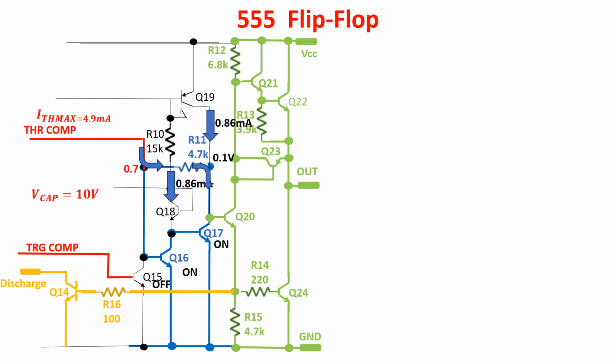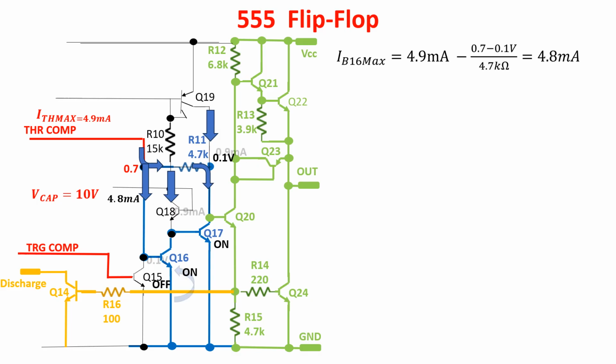The current to the base of Q16 raises up to 4.8 milliamps. Being the collector current around 0.9 milliamps, Q16 surely goes into saturation, switching off Q17. Since Q17 is off, the base of Q20 goes high and Q20 starts conducting.